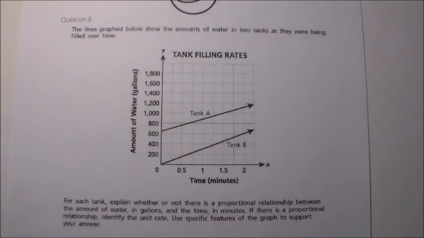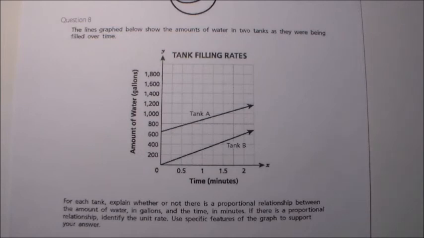The lines graphed below show the amounts of water in 2 tanks as they were being filled over time. We have tank A and tank B. For each tank, explain whether or not there is a proportional relationship between the amount of water in gallons and the time in minutes. If there is a proportional relationship, identify the unit rate. Use specific features of the graph to support your answer.